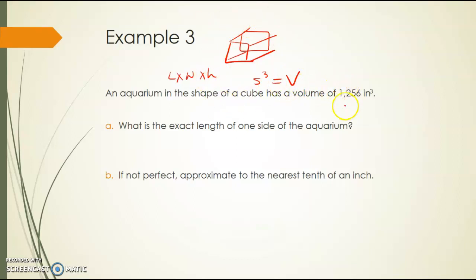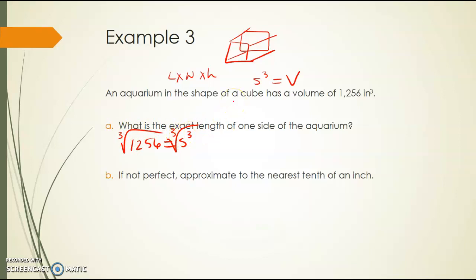So here we know that volume is 1,256 inches cubed. So we want that exact length. So exact length means not decimal, and we need to leave it in our cube root. So volume is 1,256. So 1,256 will equal our side cubed. That's how we find our side. And then from here we would cube root s cubed and cube root the 1,256.